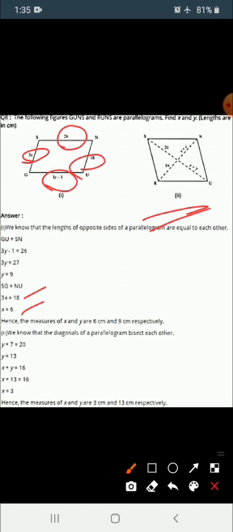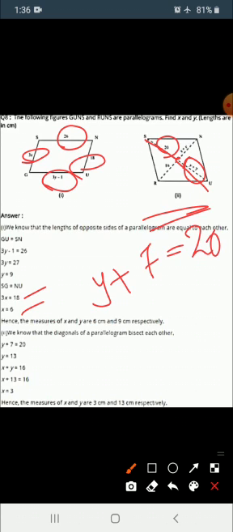Next, in this parallelogram, the diagonals bisect each other. Diagonals bisecting each other means from the intersecting point, the measurements of both parts are equal. So let us equate y plus 7 is equal to 20. So the y value becomes 13 here. Now substitute this 13 here, because x plus y is equal to 16. When you substitute the y value as 13, the x value becomes 3. So 3 comma 13 are the measures of x and y.